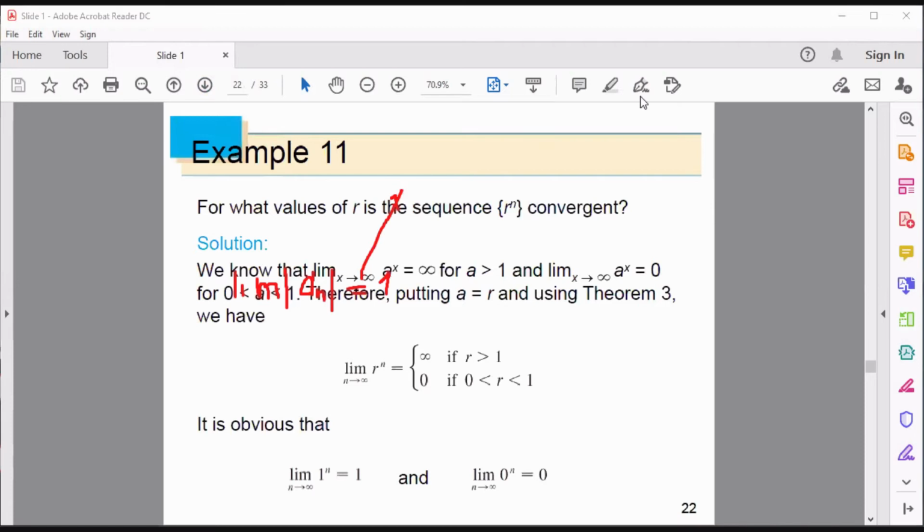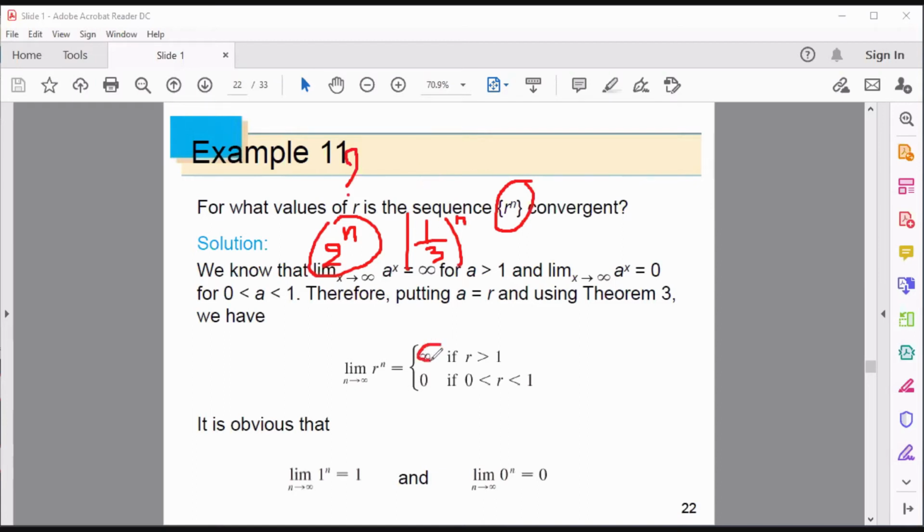Another thing related to sequences is a basic sequence, which is r to the n. For example, 2 to the n, or 5 to the n, or (1/3) to the n. We have a lot of sequences like that. What about the limit of (1/3)^n? What about the limit of the first sequence, 2 to the n? We have 2, then 4, then 8, then 16, then 32, and so on. As you see here, this limit is equal to infinity because the sequence becomes larger and larger.